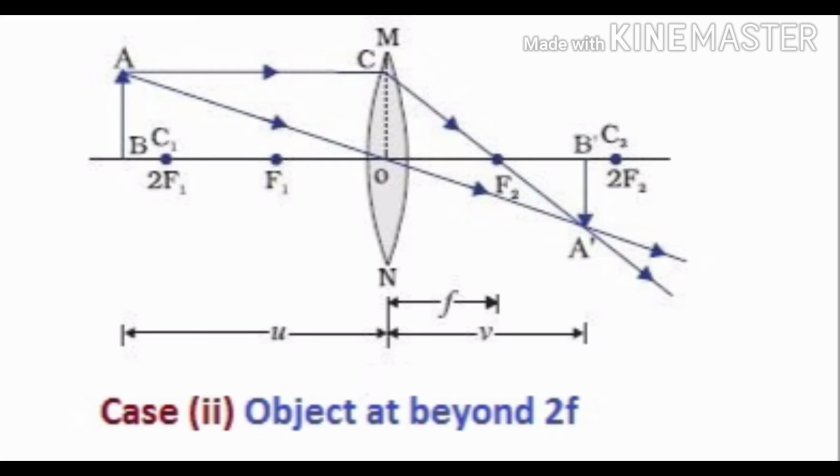When the object is beyond 2f1, the ray parallel to the principal axis will pass through f2, and the other ray will pass through the optical center. Wherever these two rays meet, an inverted image will be formed. The image formed will be real and diminished.